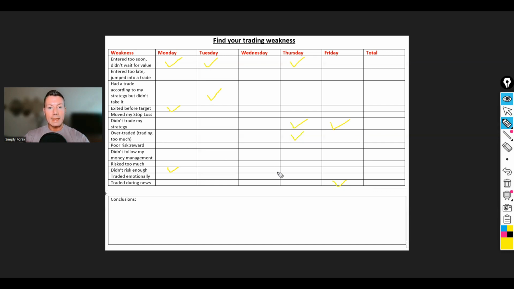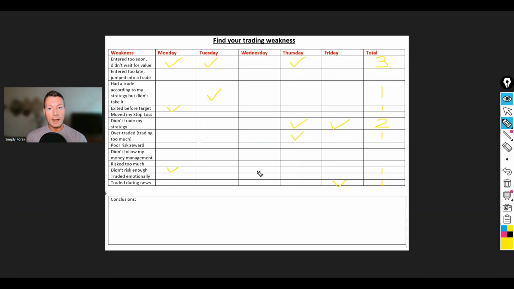So then at the end of the week, you can highlight your weaknesses. We're going to do a total. Entered too soon, that was 3 points. Had a trade according to my strategy, didn't take it, that was 1. Exited before target, that was 1. Didn't trade my strategy, that's 2. Over traded, that's 1. Didn't risk enough, 1. Traded during news, 1. So straight away, guys, you can start analyzing and have your weaknesses on paper. This could be quite a powerful tool for you to have. And then you know what you need to work on.